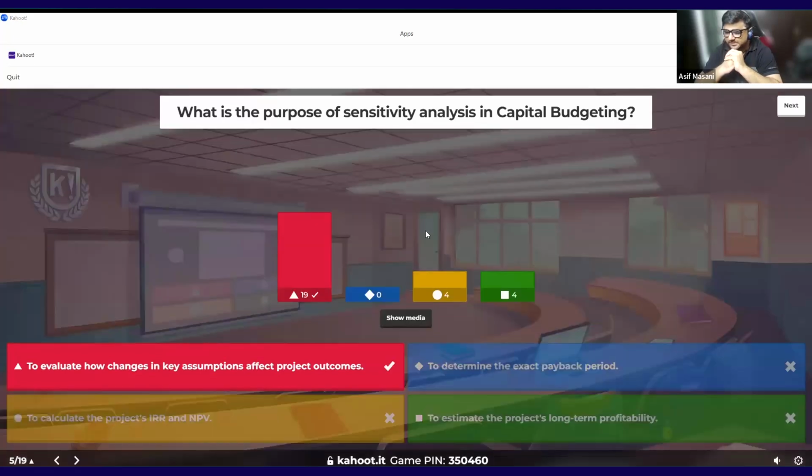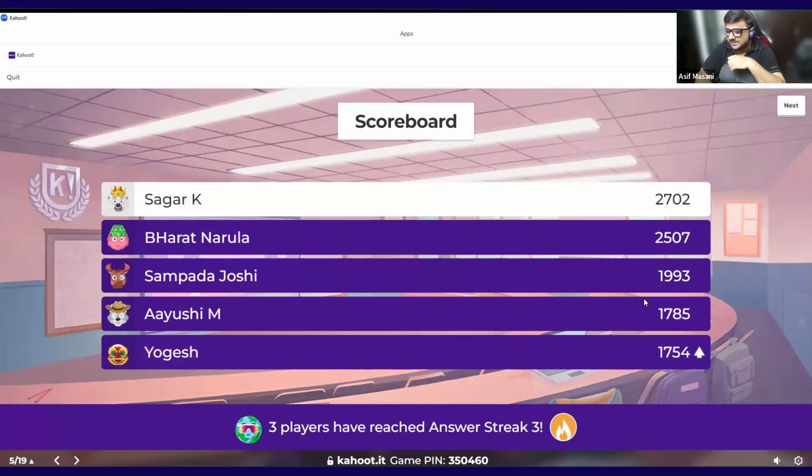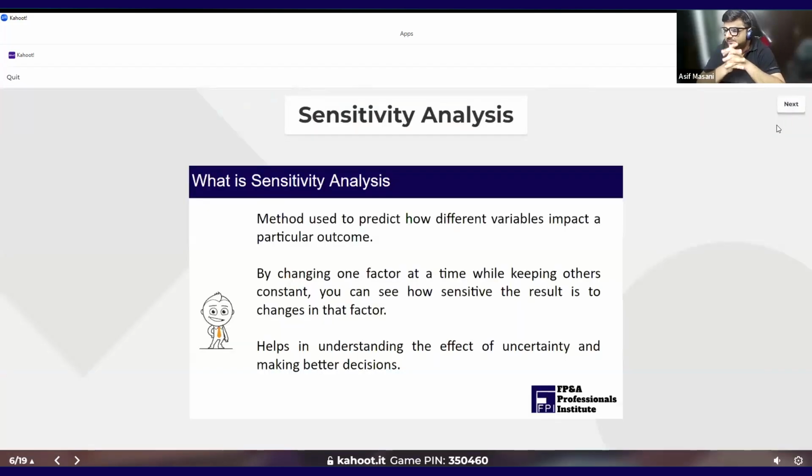Okay, good to see most of you got this right. So it is to evaluate how changes in the key assumptions affect the outcome of the project. That is the right answer, and we'll see more on this in a few seconds. Let's take a look at the leaderboard. The leaderboard says that Yogesh has entered the top 5, and 3 players have reached a winning streak, which is answering back to back right answers. So congratulations, and we'll see what sensitivity analysis is.